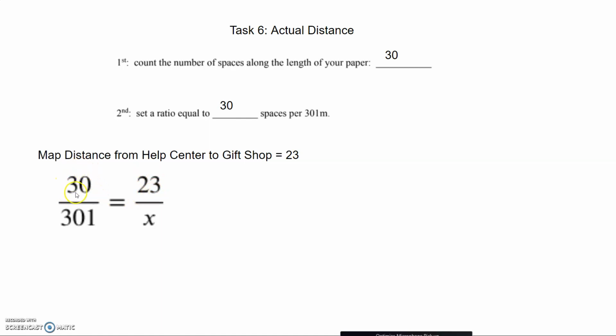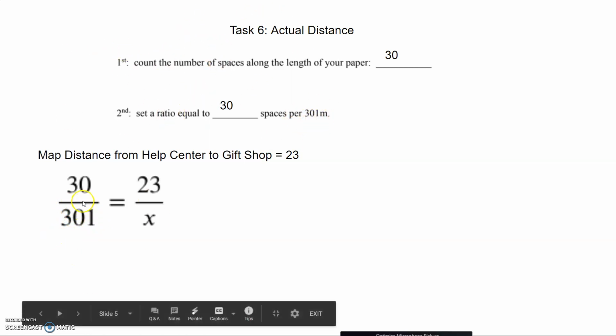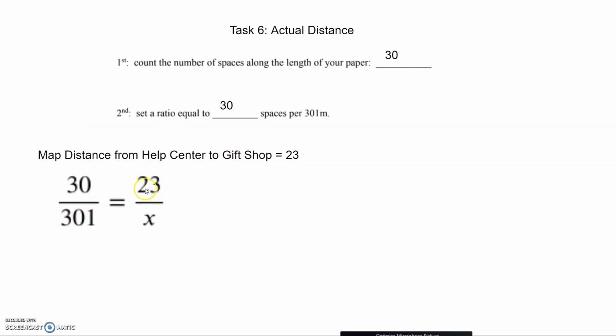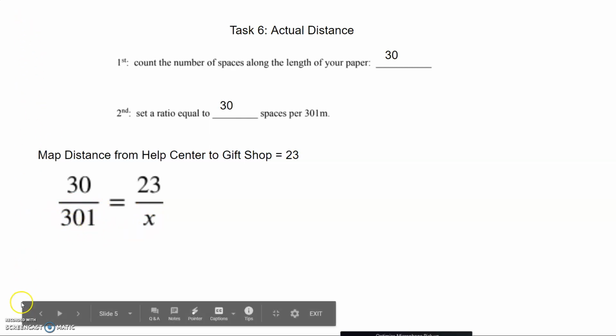You just want to make sure your distance on your graph paper, in this case 30 units, was the length. If you read the whole thing in task 6, it tells you that the length of your park is 301 meters. That's right above where I copied and pasted this in. So make sure the distance that you calculated last week in task 5 is across from this 30, or whatever number you have here. Then X will be the actual distance, which is across from the actual length of your park, 301 meters.